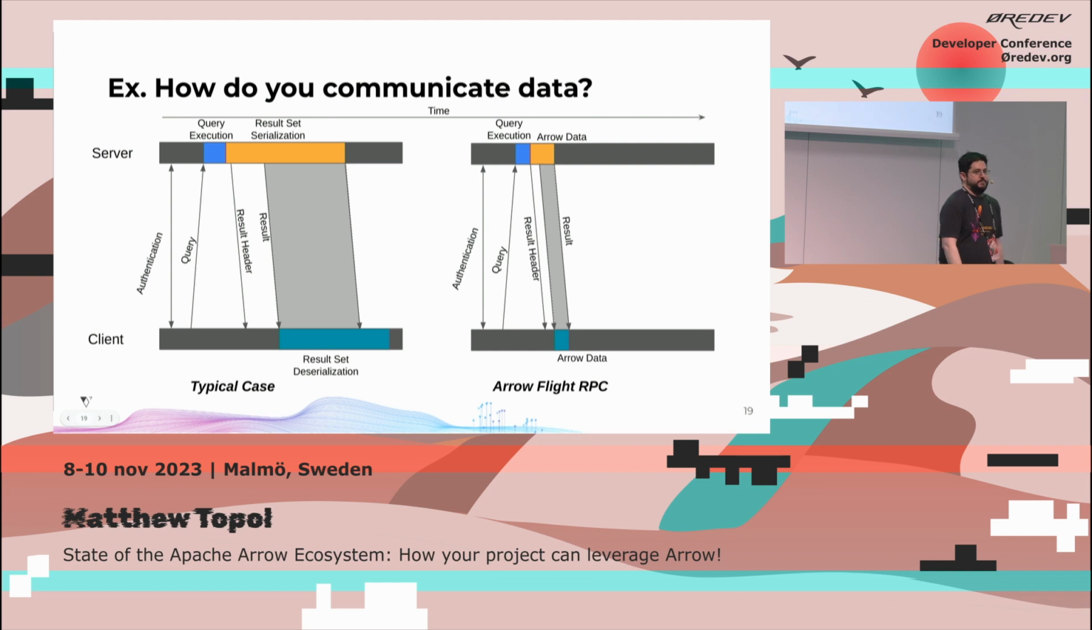In the case of Flight, it's all organized around Arrow record batches, Arrow streams of data, which means that entire serialization, deserialization step is cut out. And therefore, the overall time of the system of the request is significantly faster.